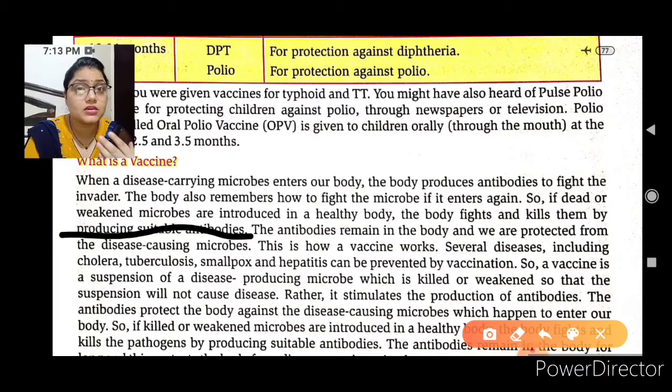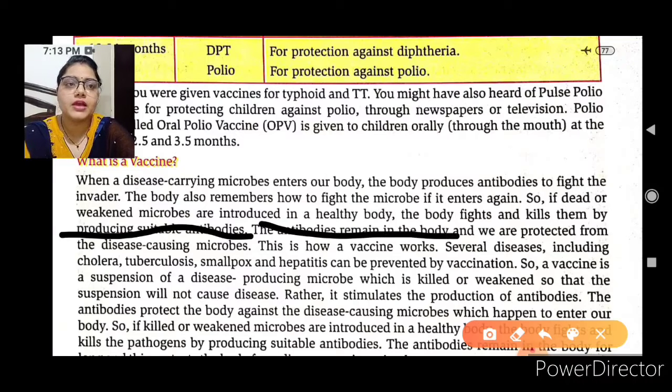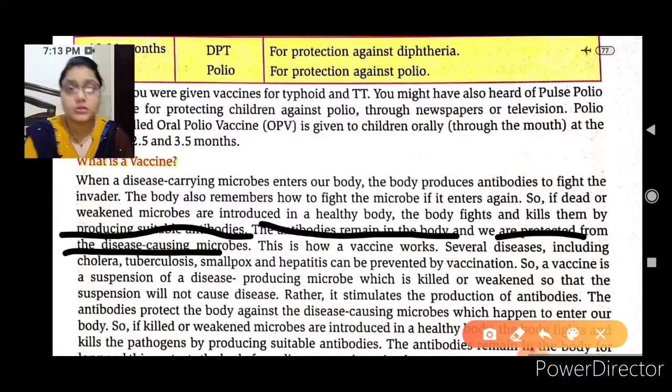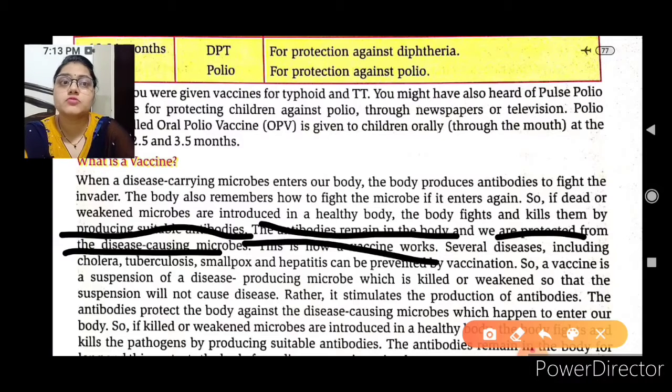That's why our parents say we have to eat healthy food, because healthy food helps create antibodies in the body, and when any disease enters the body of a person, the antibodies start producing fast and fight against them effectively. The antibodies remain in the body and we are protected from disease-causing microbes. This is how vaccines work.